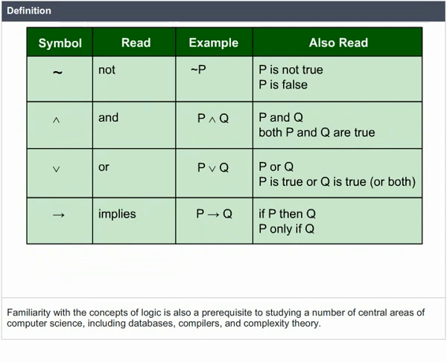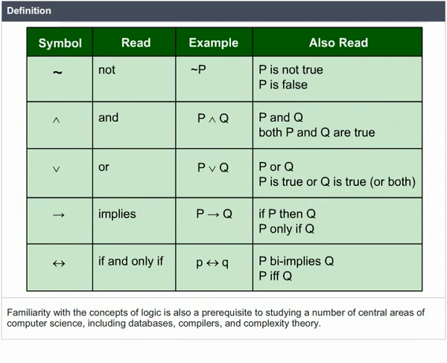P only if Q. We read the symbol as if and only if. Example, P if and only if Q. We read it as P bi-implies Q, P if and only if Q.